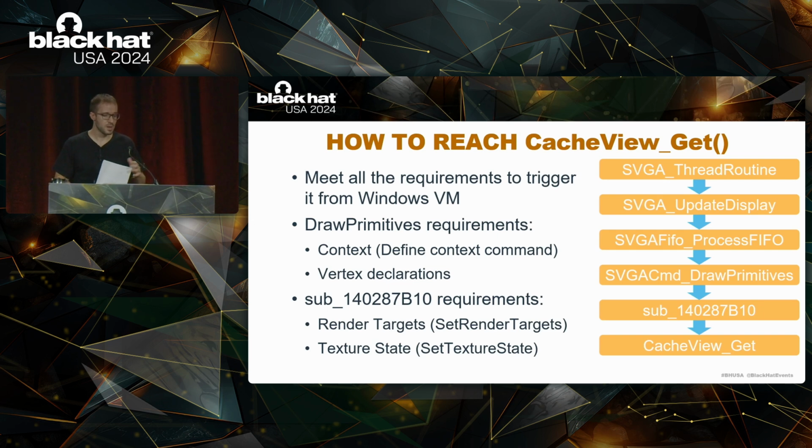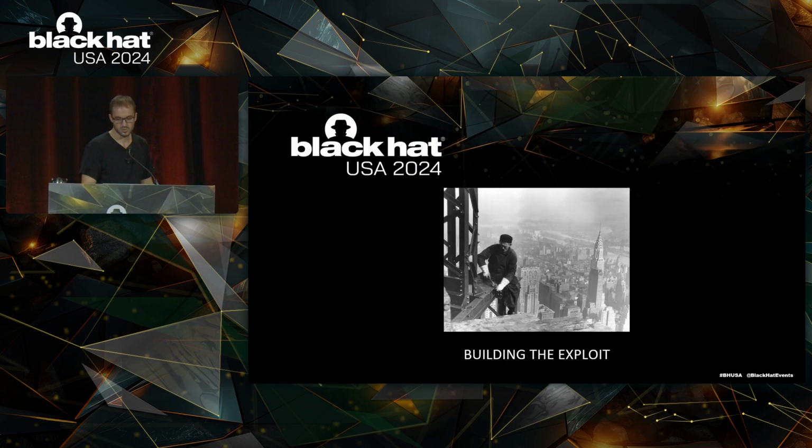For the draw primitives command, I must define a context beforehand and also declare some vertices. And from the sub command, which is called by draw primitives, I must call the SVGA commands set render targets and set texture state before calling draw primitives. If I did all of that, I would be able to trigger the bug from a Windows virtual machine.